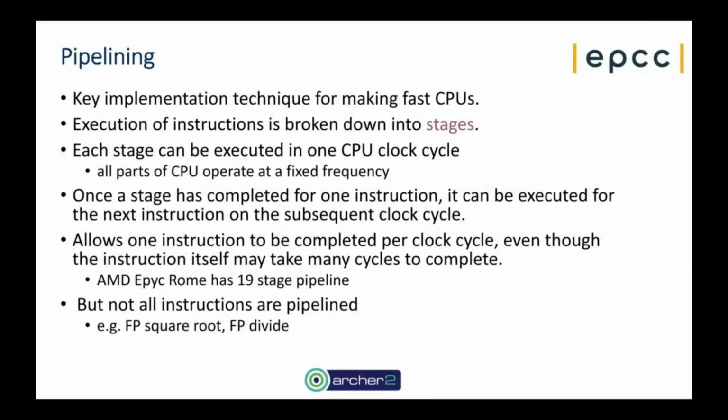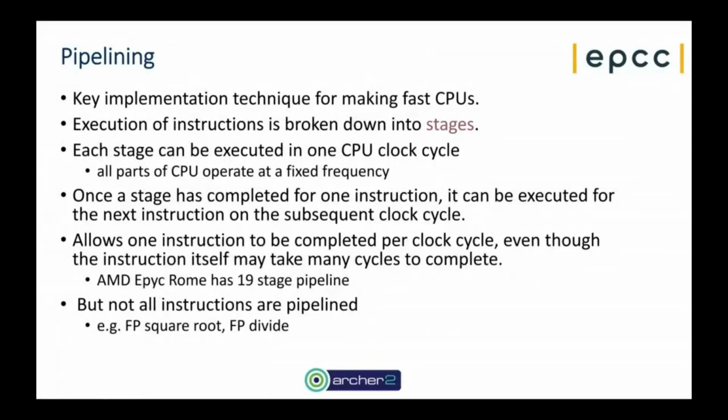It allows you to complete one instruction per clock cycle, even though individual instructions may take a number of cycles to complete. For the AMD EPYC Rome processors that we're using on ARCHER2, we have a 19-stage pipeline. So there'll be 19 instructions in flight at any one time for a core, to get good performance.